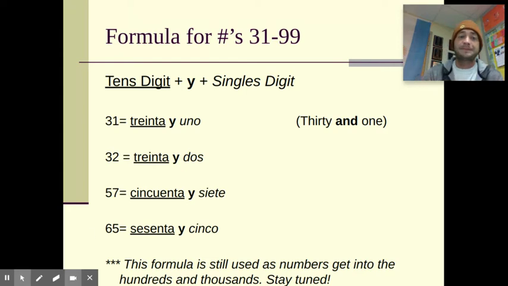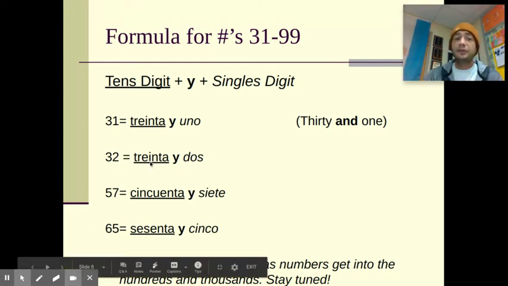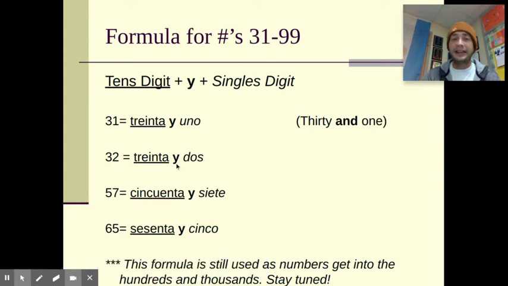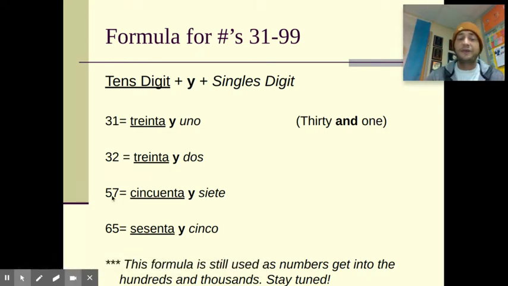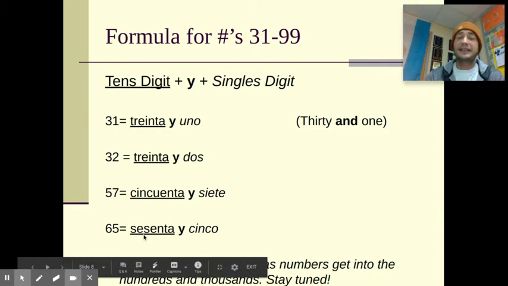and 99. And if we want to say 32, it's the tens digit, 30, the word y, which is and, then dos. So that'd be 30 and 2. And then I'm going to give you some other examples from other tens digits. So for example, 57 would be 50 y siete, 50 and 7. All right, and then 65 would be 60 y cinco.